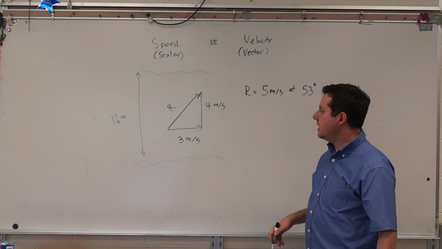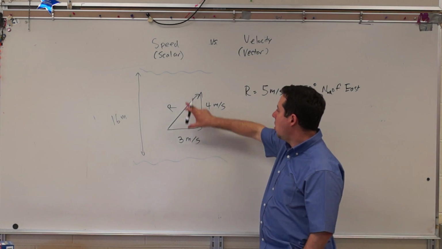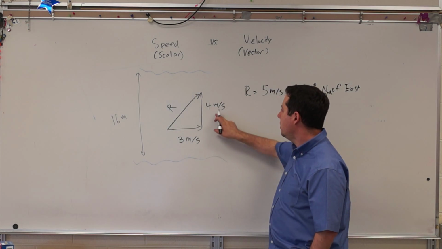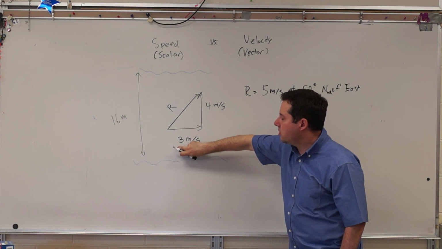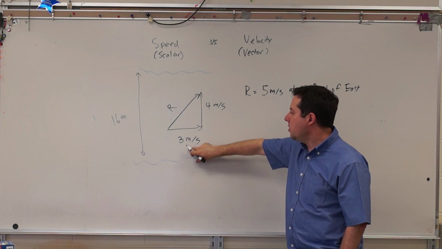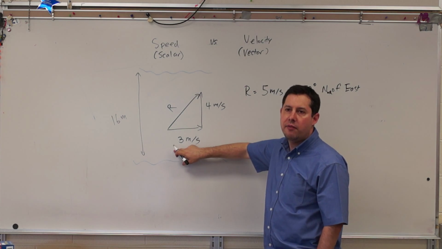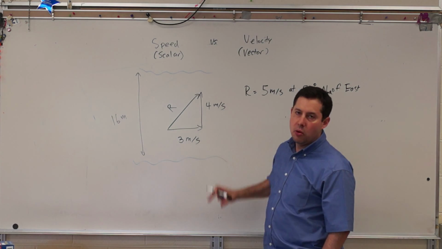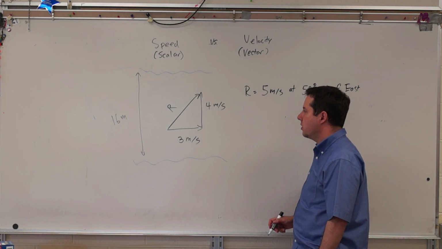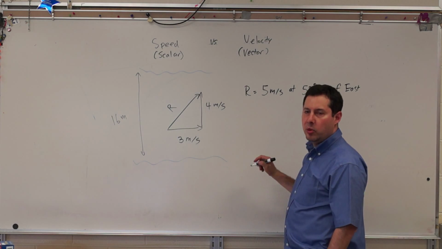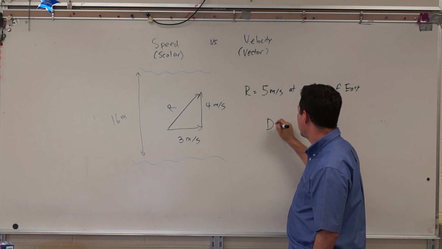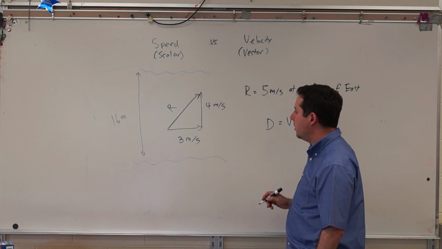But the river's distance is only going in that north-south direction, so that 3 meters a second component doesn't have anything to do with it. Like crossing the river, for example, doesn't have anything to do with how fast you're going east or west. It only has to do with how fast you're going north to south. So you could do a simple distance is velocity times time type of thing.